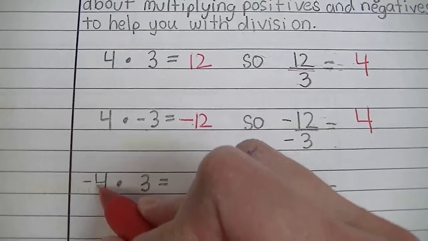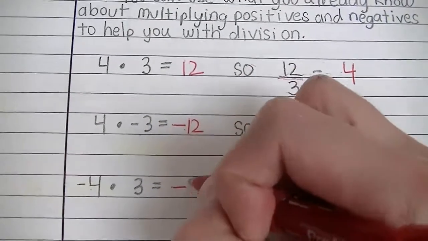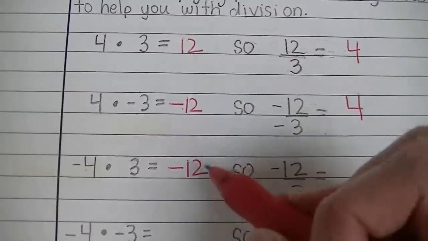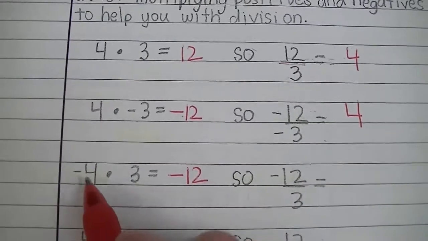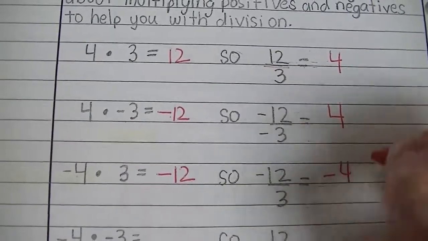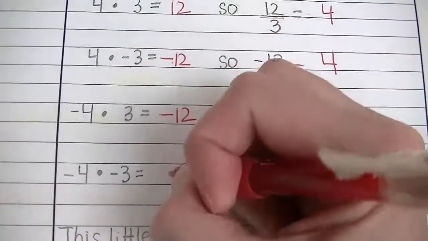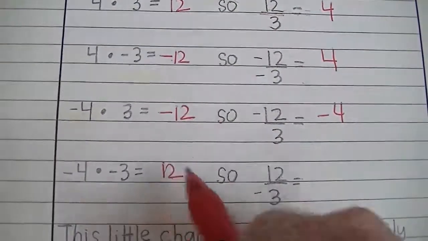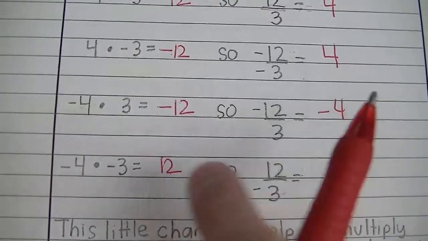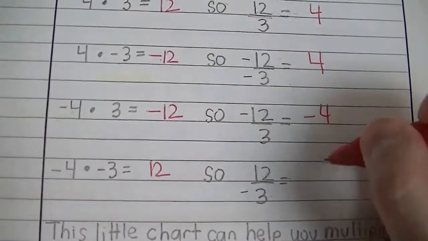A negative 4 times a positive 3 is going to give you a negative 12 as an answer. So negative 12 divided by positive 3 will give us negative 4 as our answer. Negative 4 times negative 3 is positive 12. So positive 12, like right here, divided by a negative 3 will give us negative 4 as our answer.